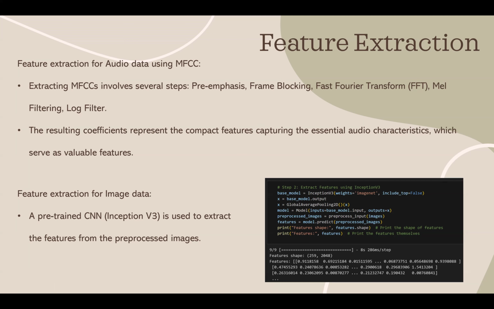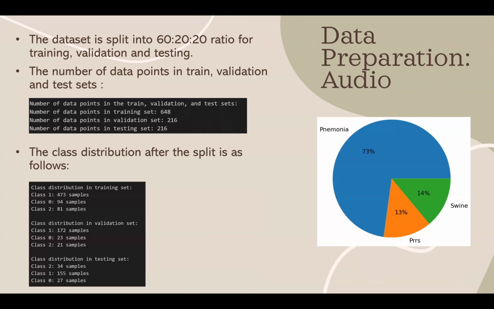Feature extraction for image data. A pre-trained CNN, which in this aspect of the project we call Inception V3, is used to extract the features from the pre-processed images.